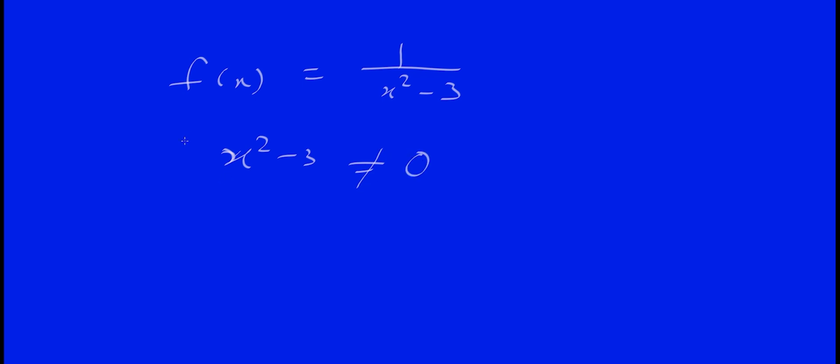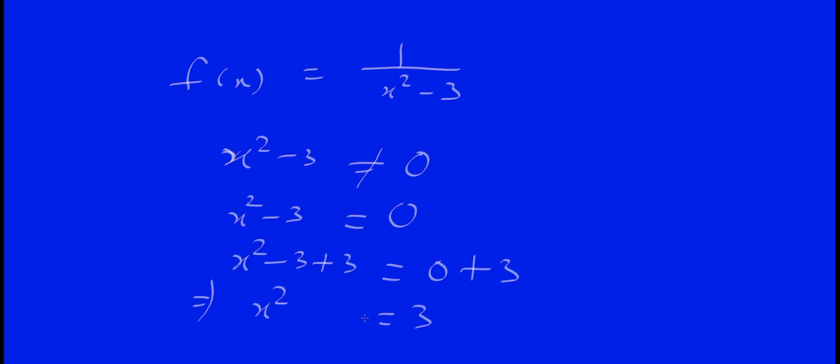Let's solve x square minus 3 is equal to 0. Find the value of x that makes the denominator 0. Step 1. Add 3 to both sides. Take the square root of 3.